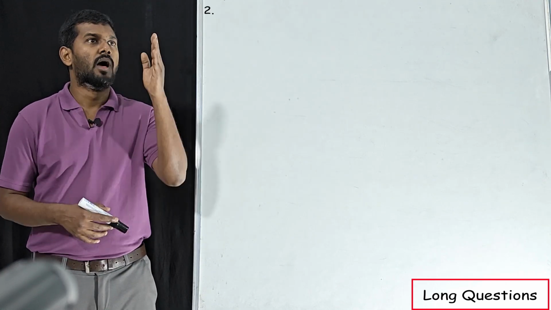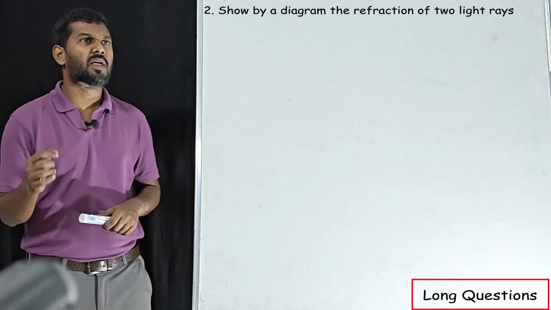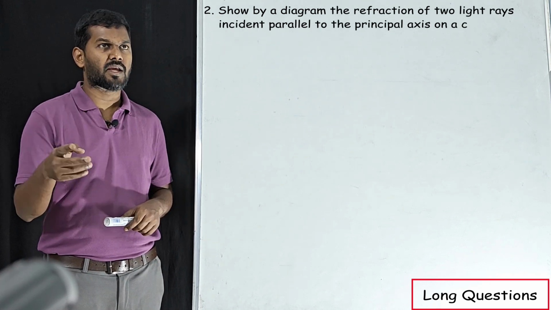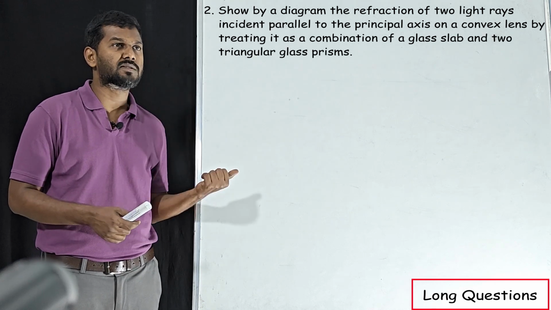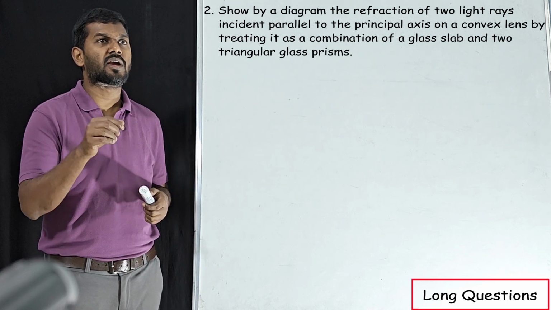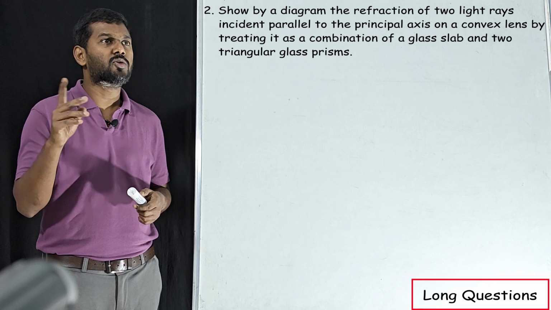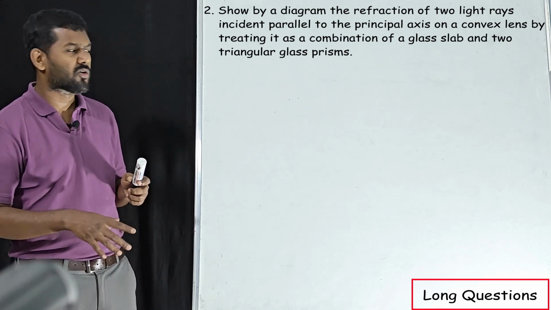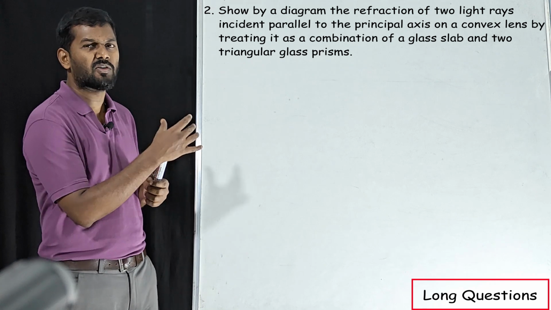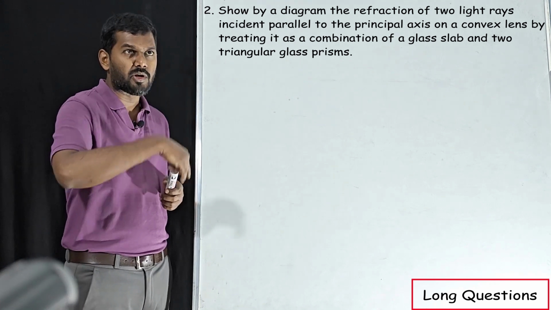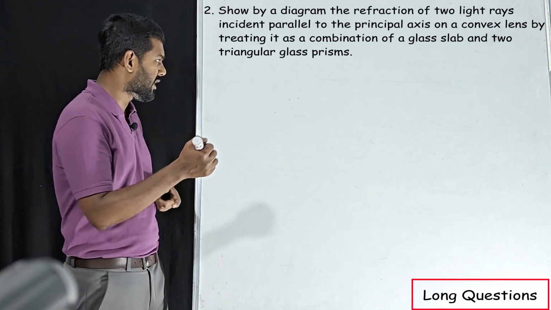Our next question: show by a diagram the refraction of two light rays incident parallel to the principal axis on a convex lens, by treating it as a combination of a glass slab and two triangular glass prisms. I know you got confused a bit, but it is very simple. This is what we have learned in the concept video. So you take a convex lens.